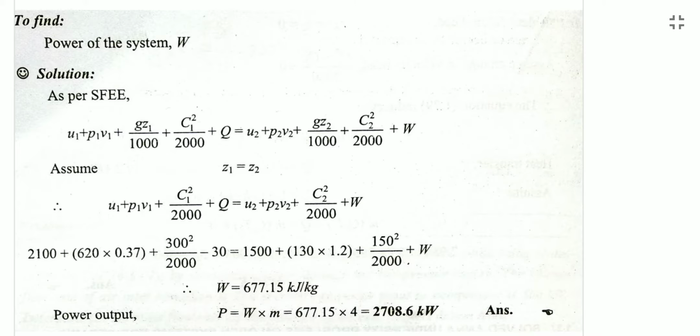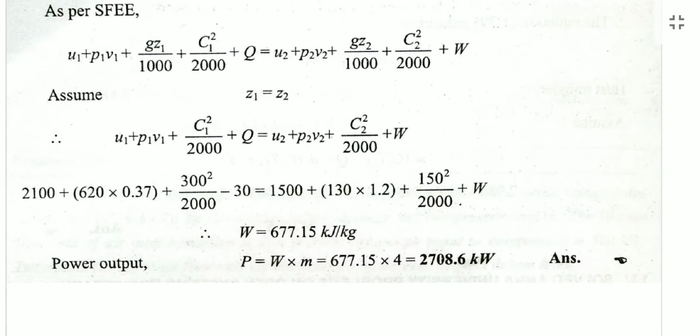As we know, the steady flow energy equation is: U1 plus P1 V1 plus g Z1 by 1000 plus C1 square by 2000 plus Q is equal to, on the next side for the second condition, U2 plus P2 V2 plus g Z2 by 1000 plus C2 square by 2000 plus W.